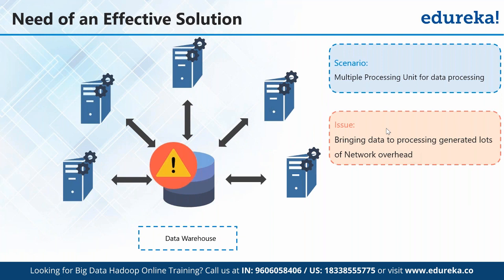So the problem in this situation, guys, is that you have got different processing units, but all of this processing has to have data, and this data will move from common storage, which is the data warehouse. This will result in a lot of data transfer over the network, which will slow down your processing. This is not an effective solution. So this is the problem here.